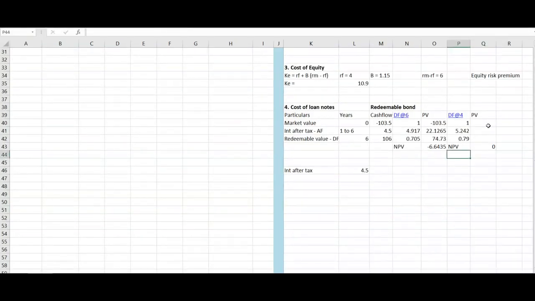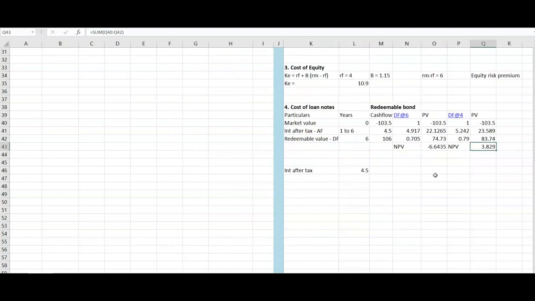We got the discount factors here. We have to then multiply. When multiplying, be very careful. You have to multiply the discount factor into the cash flow. The cash flow is here. Multiply those numbers and you will get the answer. So you can just copy the formula and paste it. So you got 3.8.